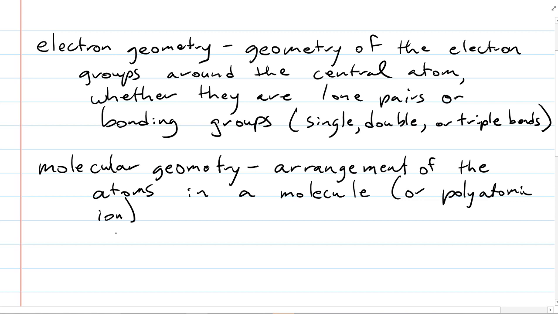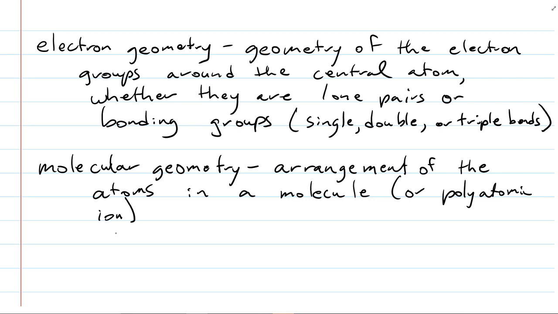So it's kind of a misnomer when we use it with a polyatomic ion. And by misnomer we mean that it doesn't really match what it is. Because we should be talking about a polyatomic ion geometry, but we still use the term molecular geometry even though we're not talking about the molecule.